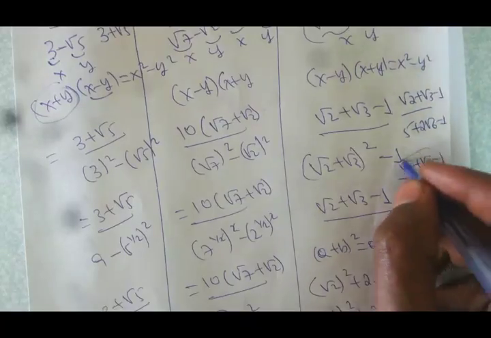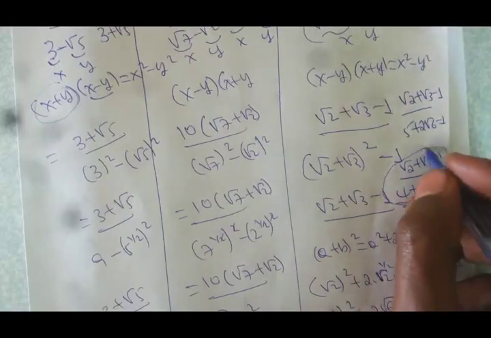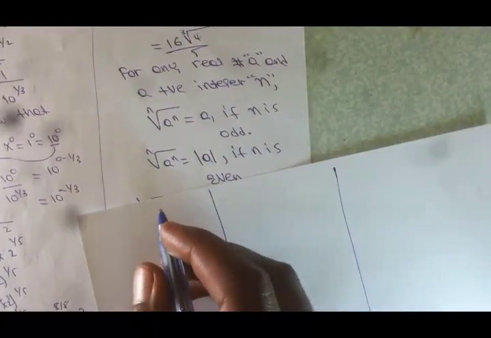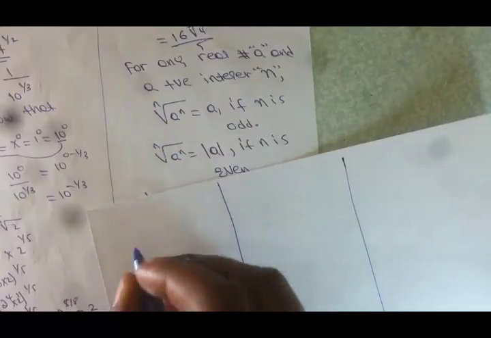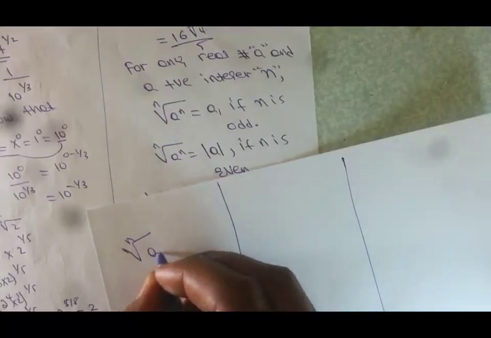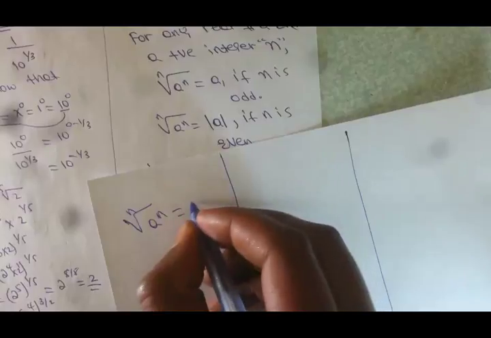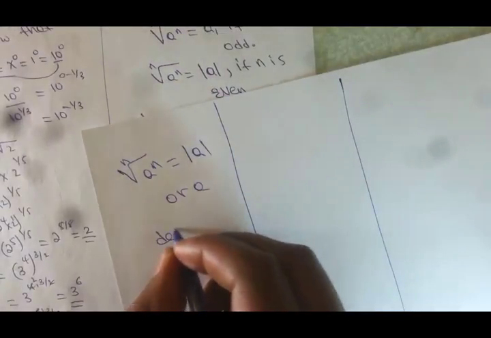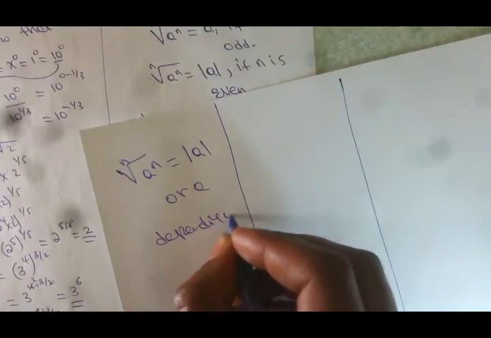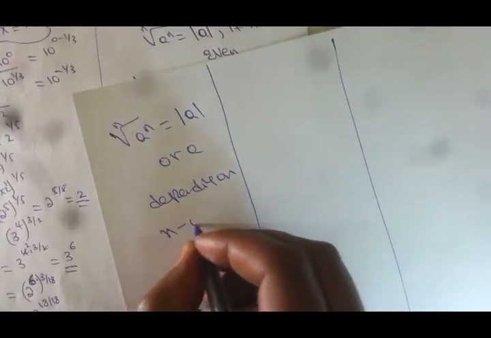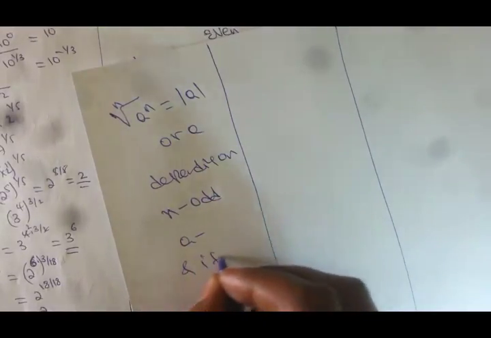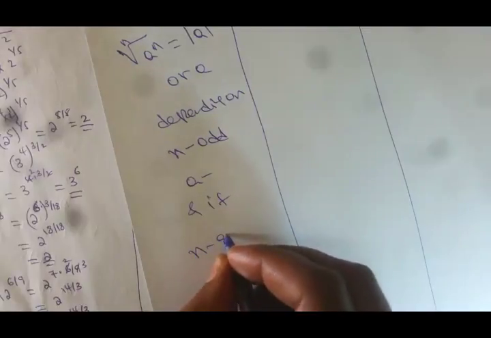This also can be simplified, and I will give it to you as homework. And for any real number a and a positive integer n, the nth root of a raised to n will be either the absolute value of a or a, depending on n. If n is odd, it becomes a, and if n is even, it becomes the absolute value of a.